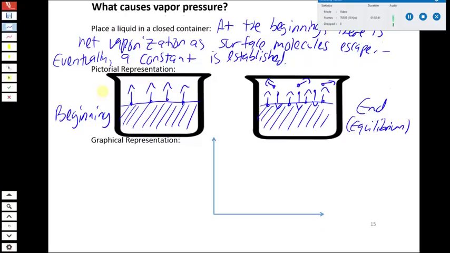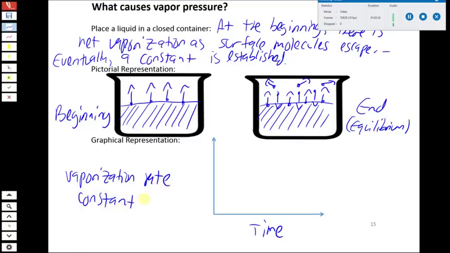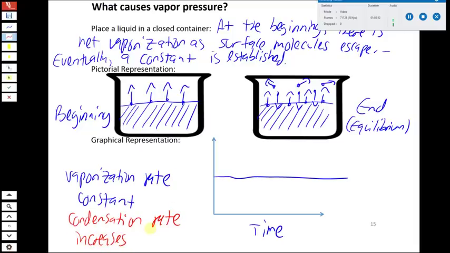So graphically, what this looks like is over time, I'm going to show the vaporization rate in blue. So the vaporization rate is constant, which means as long as you're keeping the temperature the same, the rate of vaporization is going to be constant, shown in blue here. But the condensation rate is going to increase and then get to some steady value. And then it's going to get to some stable value where the two are equal. So blue is going to be vaporization, which is a constant rate, doesn't change over time.